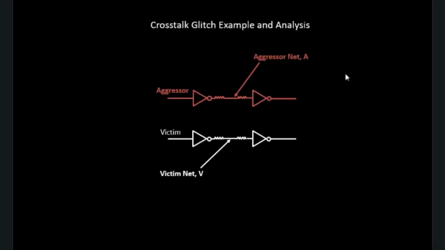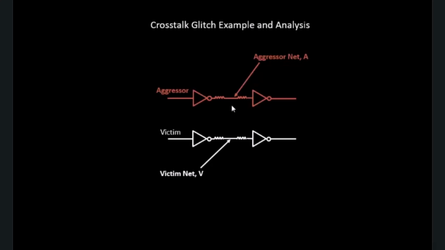Hello everyone. Let's continue our discussion on the crosstalk glitch example. So we had taken this small circuit, basically an inverter, which was again connected to an inverter, and the net which is present over here, we called it an aggressor. And we have taken a nearby net, which was connected to two back-to-back inverters, and that net we called the victim.